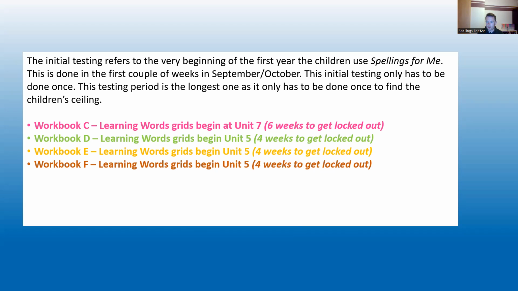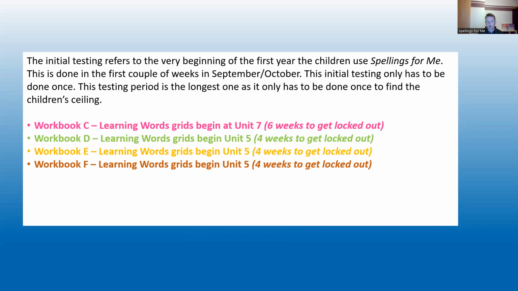We allow a certain amount of time for that initial testing to take place in September and October, while the students are still using the workbook and using the practice units. Okay, so it's important to know in third class, there's 6 weeks for them to get locked out. There's 6 weeks of practice units. The same in fourth class, there's 4 weeks of practice units. In fifth and sixth class, there's 4 weeks for those students to do that initial testing if it's your first year of using Spellings for Me.